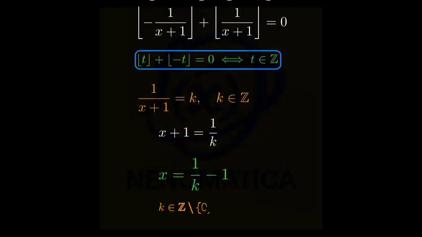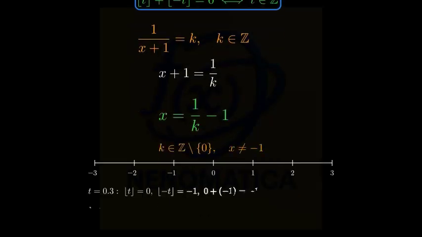Step 5. Solve for x. Since 1 over x plus 1 equals k, we have x plus 1 equals 1 over k. Also, 1 over x plus 1 cannot be 0, so k cannot be 0 and x cannot be negative 1. Therefore, x equals 1 over k minus 1, where k is any non-zero integer.